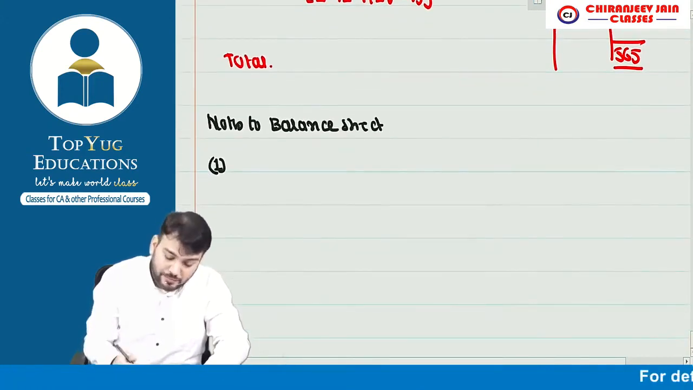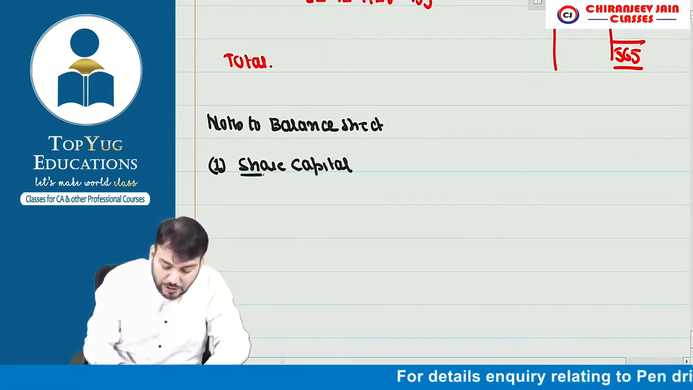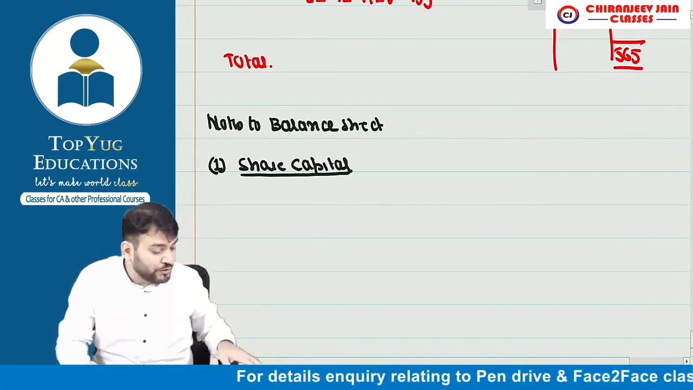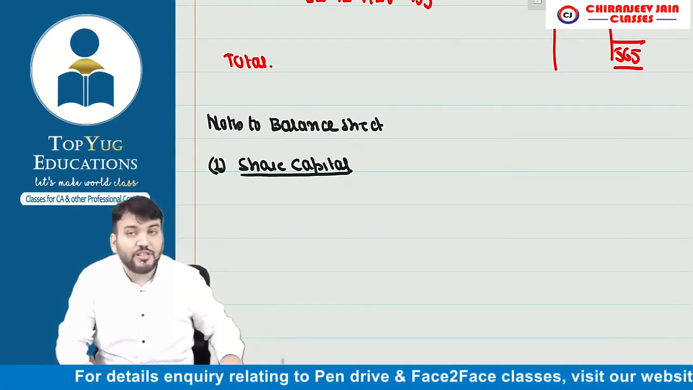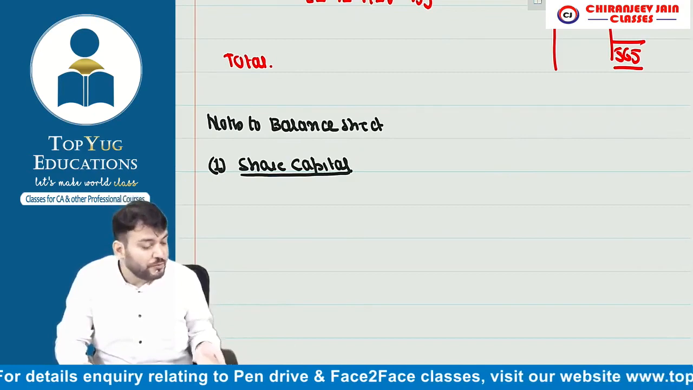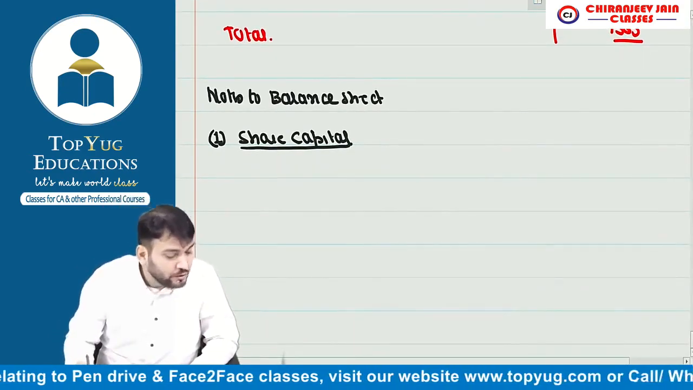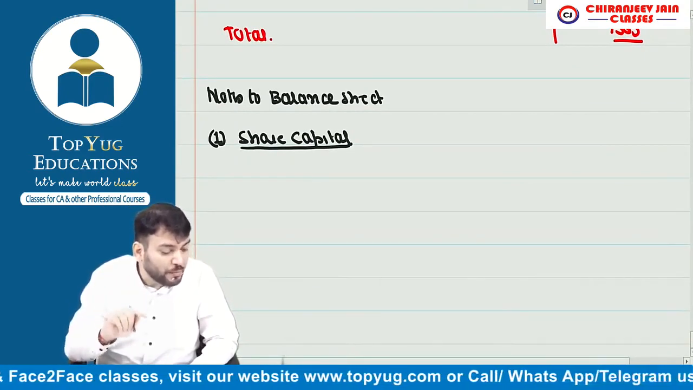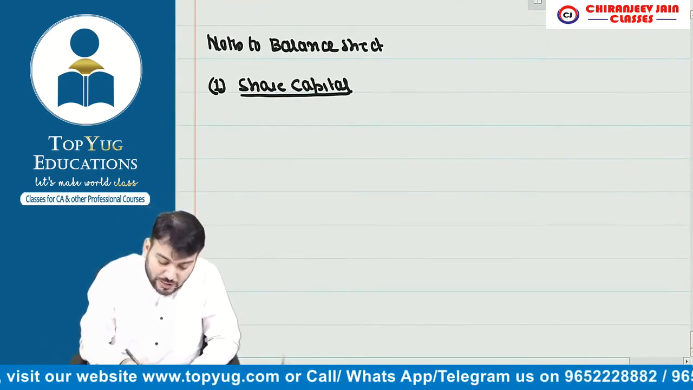Note number 1. Share capital. Now in this, authorized capital is also given. So be careful when they give authorized capital. There may be some changes in it. I have already said that the amount of authorized capital does not change. Only you need to change the class of shares. If you remember. So here they have given 100 lakh shares of rupees 10 each. Now it will become rupees 2 each. So 1000 divided by 2. Tell me how many shares it becomes.